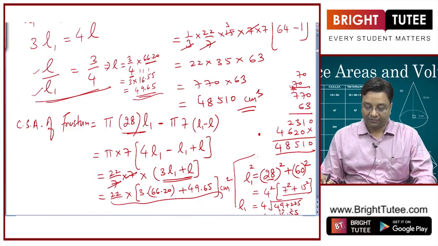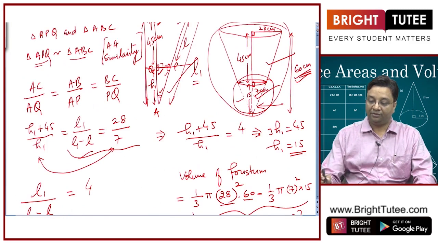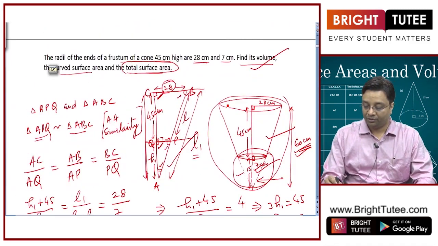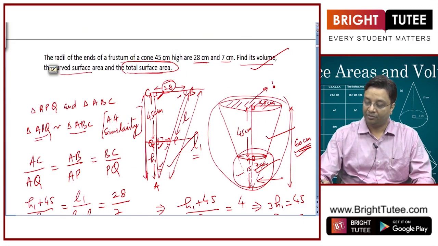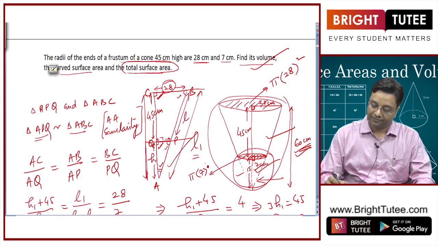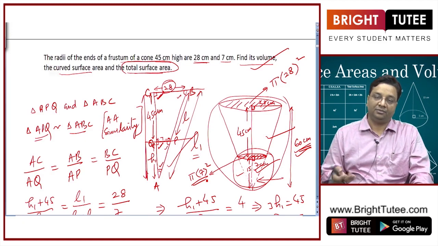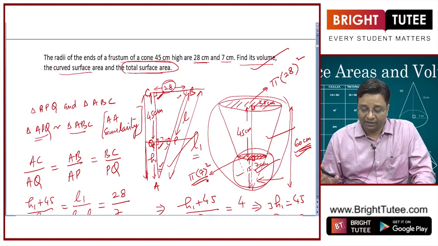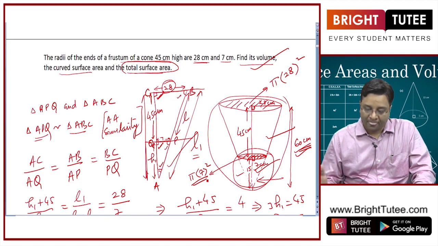To find the total surface area, you just have to add this area, which is pi r square, 28 square, and this area, which is pi 7 square, right? This will be the total surface area. I hope this question is clear to you. This was just to clear the concept of frustum of a cone. In rest of the questions, we will directly apply the formula.